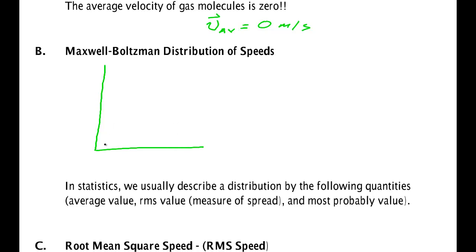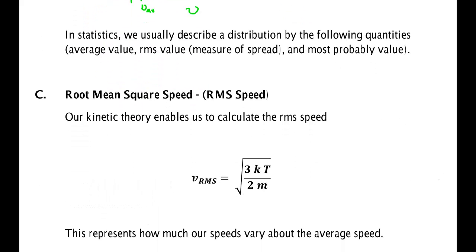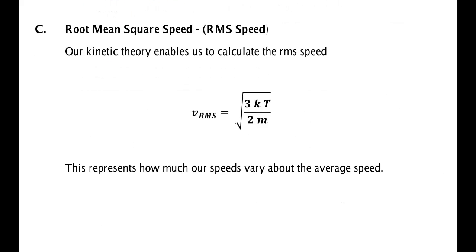And if you look at this, if you take speed and number of particles, you'll find that you get a distribution that looks something like this. Not quite as sharp as I would like it. There is some most probable speed corresponding to the peak. There's also an average speed, and there's something about how wide this spread is, which is related to the RMS.